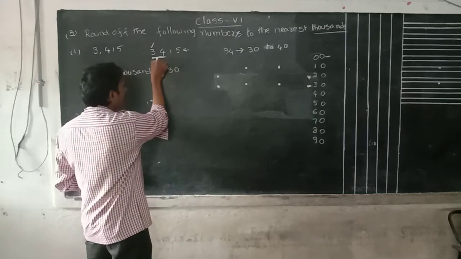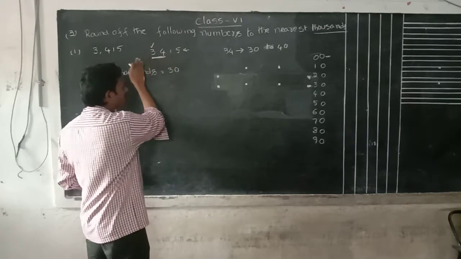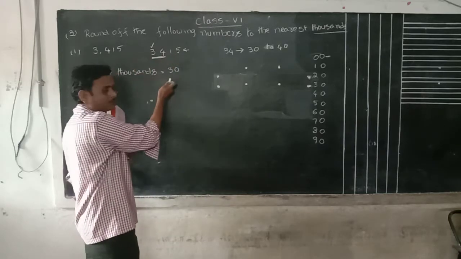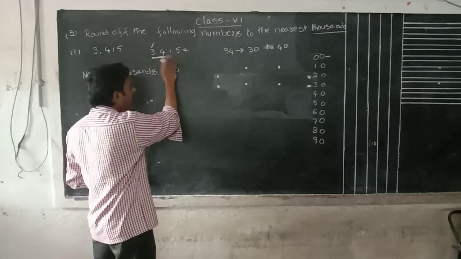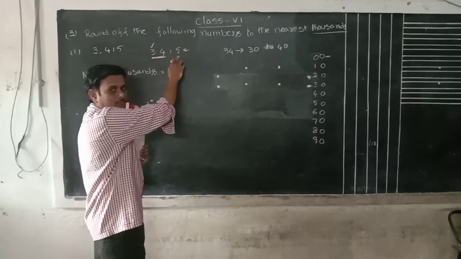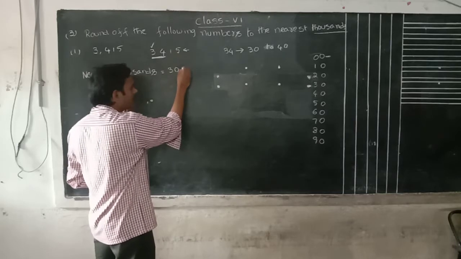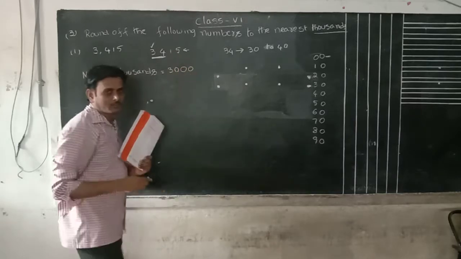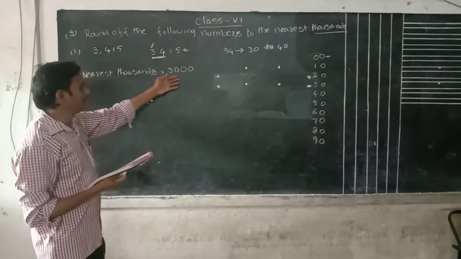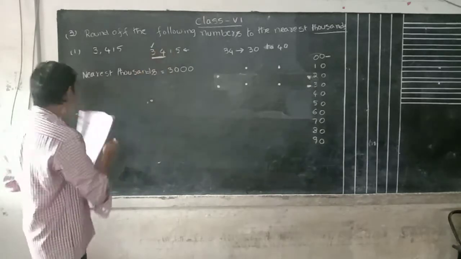On the left side of 30, are there any numbers? No numbers are there. No need to write the same numbers there. On the right side of 34, how many digits are there? 2 digits. 2 digits means we can take 2 zeros. That means 3,000 is the nearest 1,000.